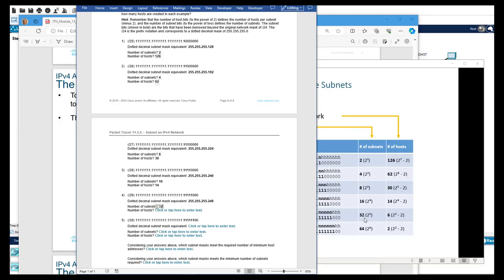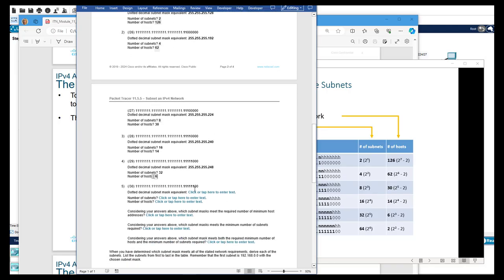We have 5 borrowed host bits to make them network bits, so 2 to the 5th power is 32 subnets. So the higher the number of subnets, the fewer hosts per subnet. So we have 3 host bits left. 2 to the 3rd power is 8 minus 2 is 6 hosts per subnet. That'd be pretty small.